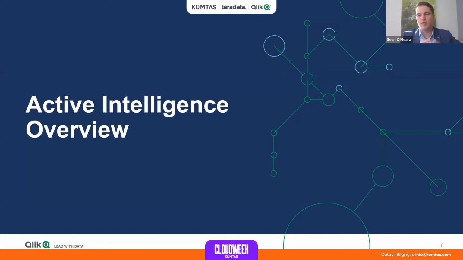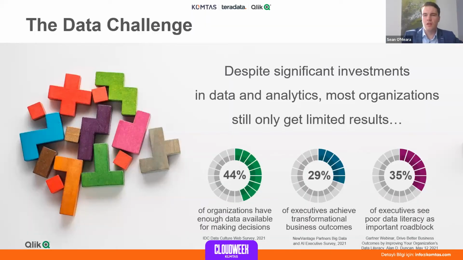So I just want to give you an overview of the idea, what is actually behind active intelligence. Despite large investments in the data challenge, most organizations still struggle to get results out of their investments in data and analytics. Research indicates that only about 44% of organizations have enough data available for making decisions, and executives are still struggling to turn that data and that insight into business value. Only 29% say they achieve transformational business outcomes, and 35% of executives say that poor data literacy and a lack of skill to trust and take action on that data is an important roadblock to their success.